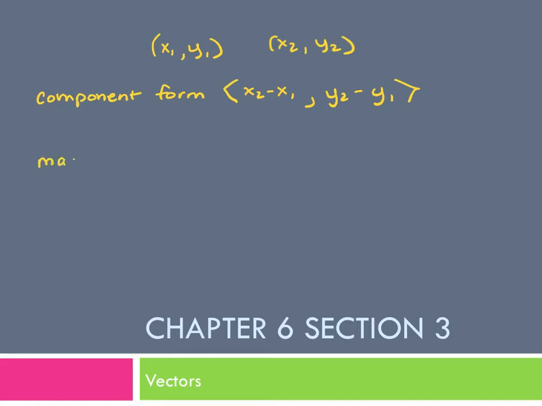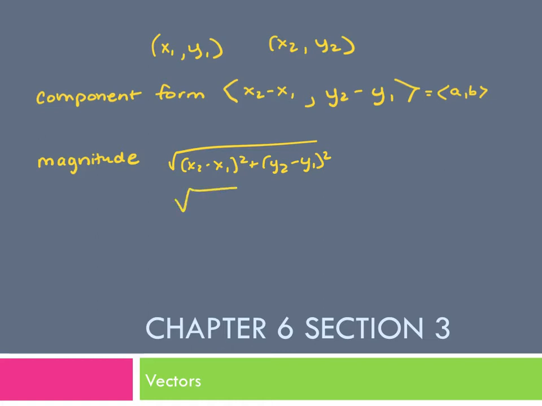Then we said the magnitude, which is the length of that vector. If you have the initial and terminal, you can use the distance formula, x2 minus x1 squared plus y2 minus y1 squared. Or if I have the component form, so the result of this, we say ab, I can just do the square root of a squared plus b squared.